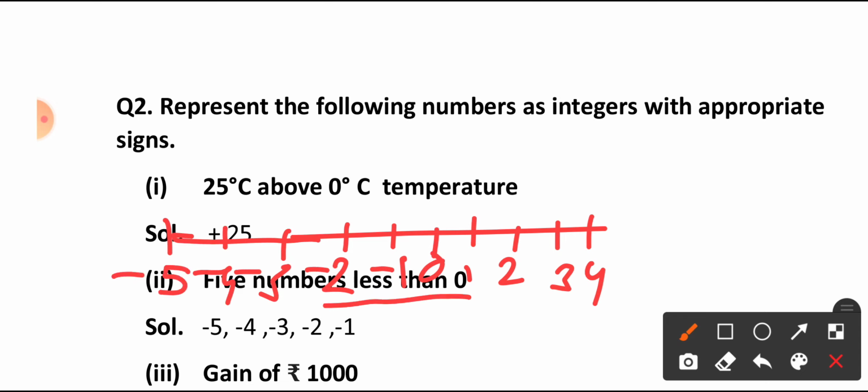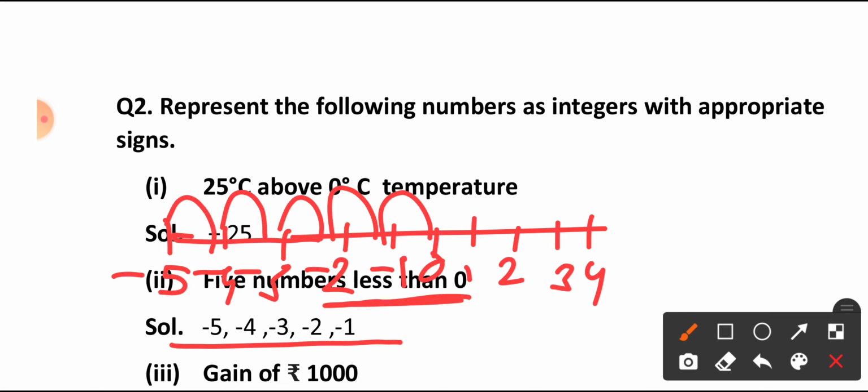Now we have to write 5 numbers less than 0. So which are the 5 numbers less than 0? Minus 1, minus 2, minus 3, minus 4, minus 5. So you have to write minus 5, minus 4, minus 3, minus 2, minus 1. And these are the 5 numbers which are less than 0.